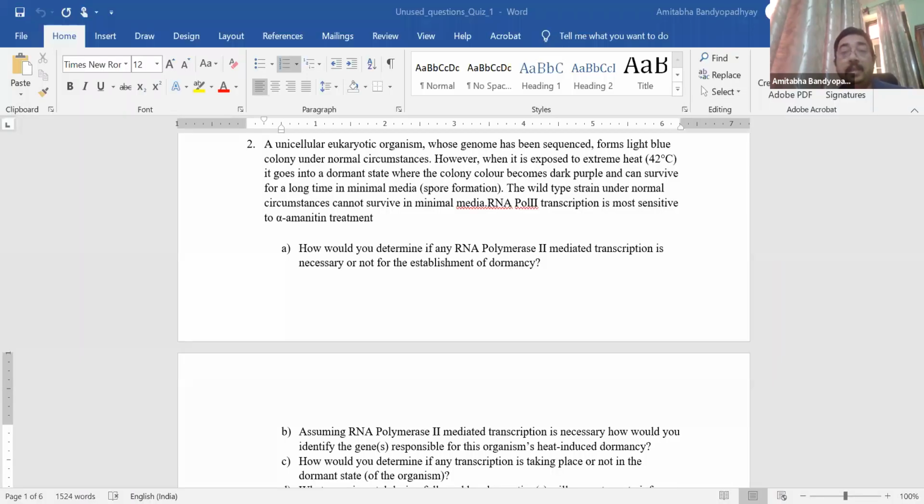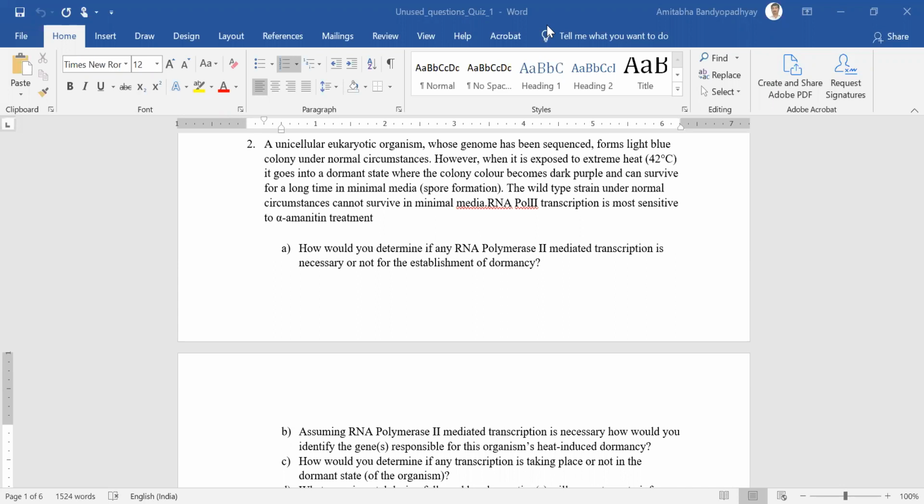Yeah, try answering this question. So we got a history question. First, light blue color, it is exposed to extreme light, goes to a state and becomes dark purple and can survive for a long time.